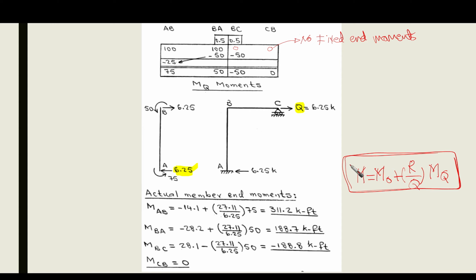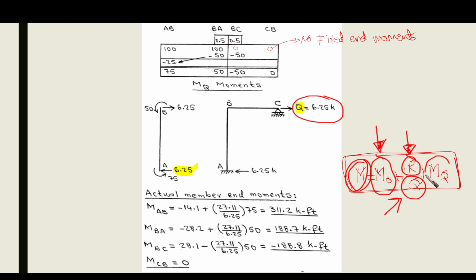and then we are going to end up with the relation for predicting the moment at the ends of the member, which is M equals M node, which is the original case of the sidesway prevented, plus R, which is the reaction at the fictitious support that we put, over Q, which is the value of the reaction in the case of the sidesway permitted, the force that we're going to apply, times MQ, which is the moment that is going to be developed at the ends of the members due to this Q.